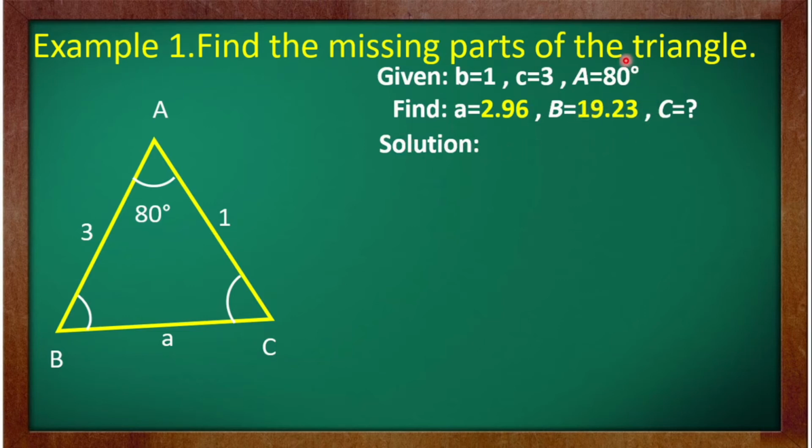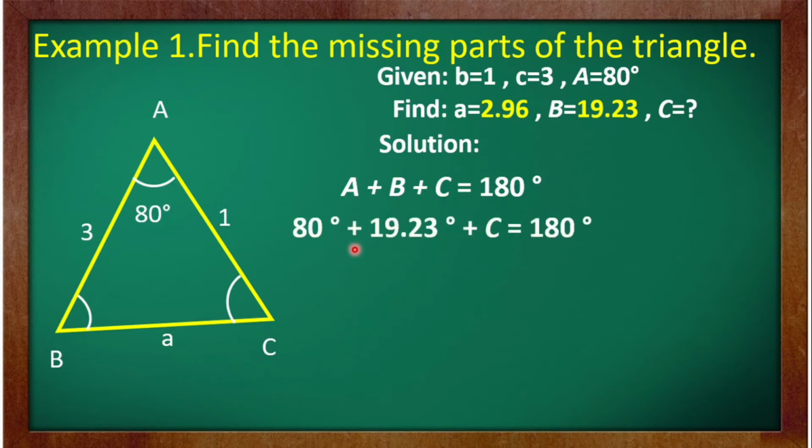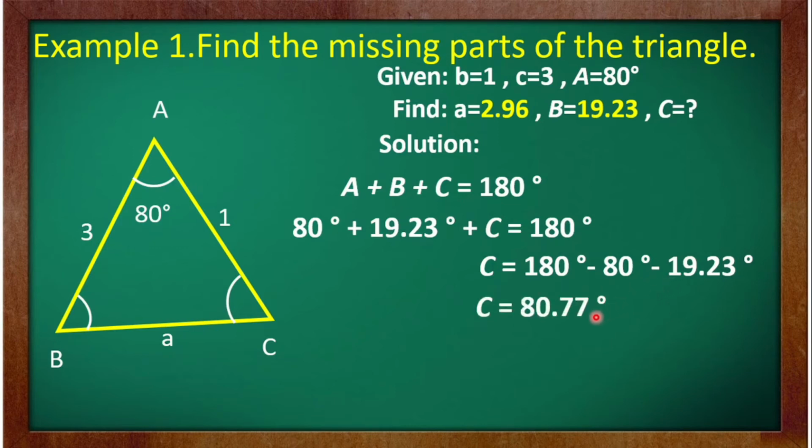So since may dalawa na tayong value na angle, we can solve this by adding the interior angles. So angle A plus angle B plus angle C is equal to 180 degrees. Substitute natin, so that is 80 degrees plus 19.23 degrees plus C is equal to 180. Then, combine like terms, lipat natin yung mga constant. So that is C is equal to 180 minus 80 degrees minus 19.23 degrees. And the value of angle C is 80.77 degrees. So nakuha na natin yung missing parts of the triangle.